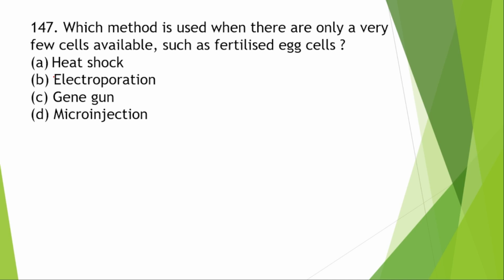147. Which method is used when there are only a very few cells available, such as fertilized egg cell? A. Heat shock. B. Electroporation. C. Gene gun. D. Microinjection. The right option is D. Microinjection.